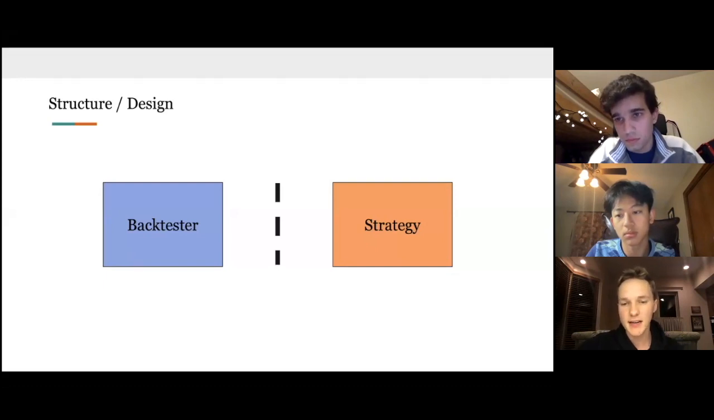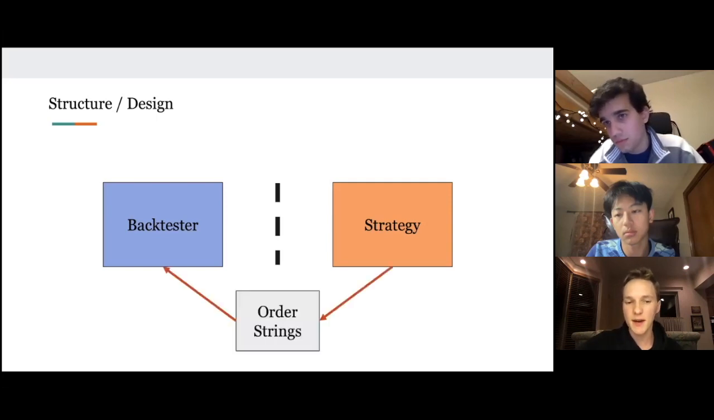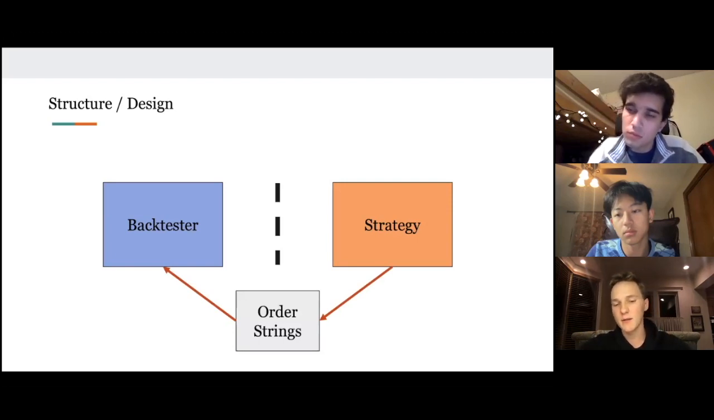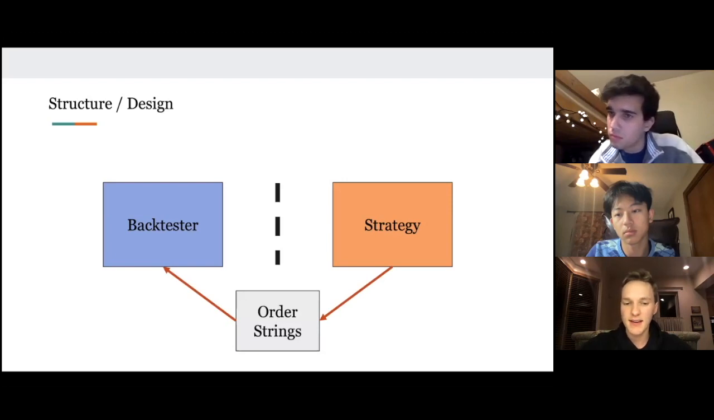So we had a strategy file, which would then create order strings. And this was the method by which it communicated to the backtester. It would output order strings, and these order strings would then go to the backtester, where it would perform the desired actions on the portfolio, which was also included in the backtester. And then the trader would get back an output and be able to analyze that data.